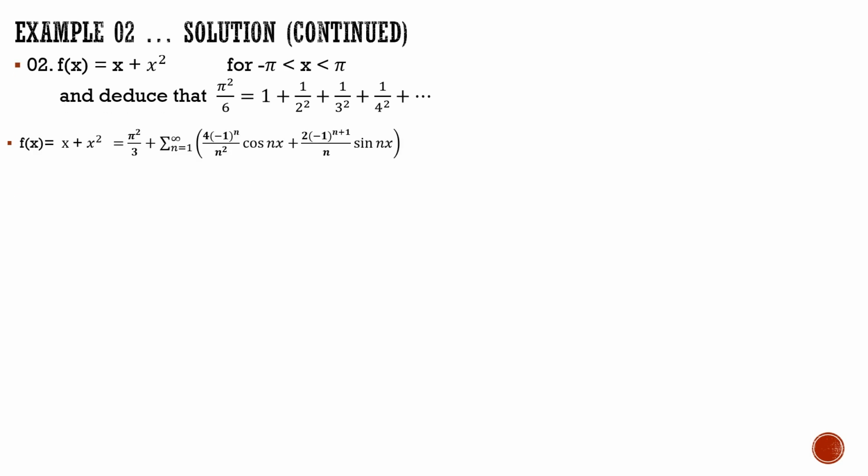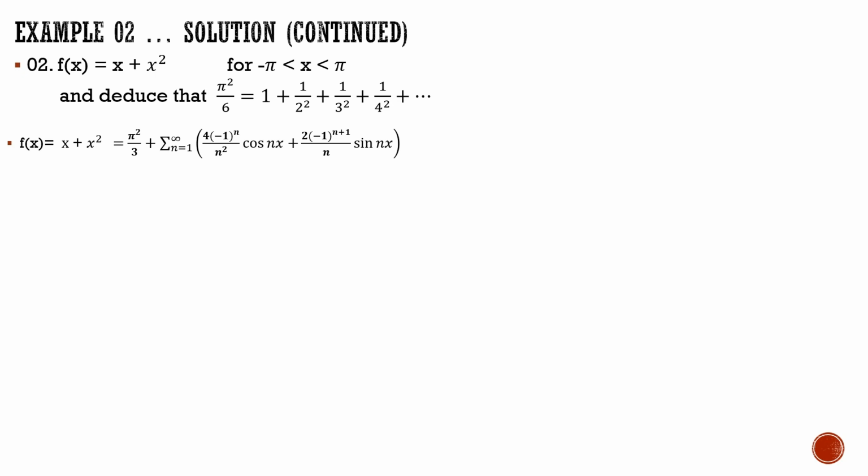Also, we have to reduce the solution as 5 squared over 6 equals 1 plus 1 over 2 squared plus 1 over 3 squared plus 1 over 4 squared plus so on.